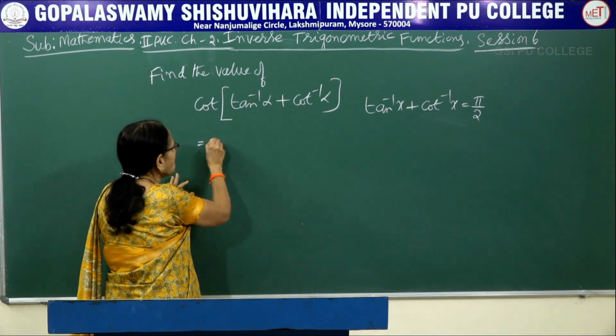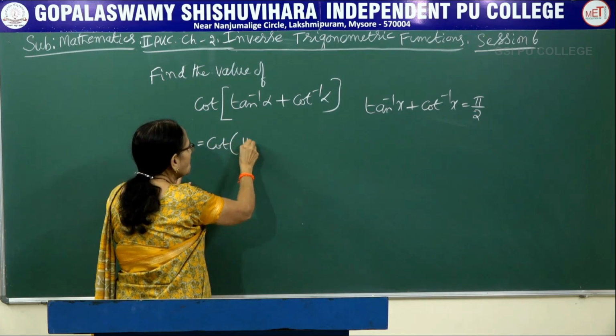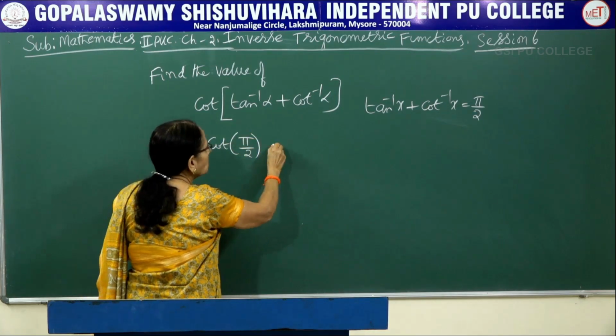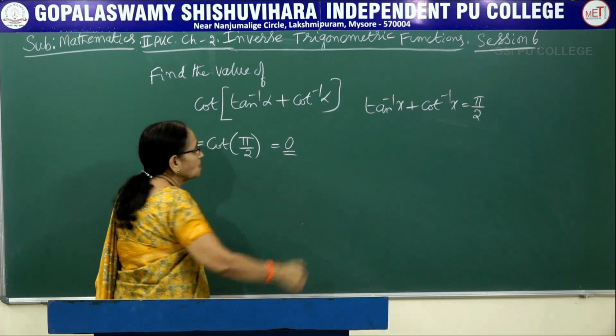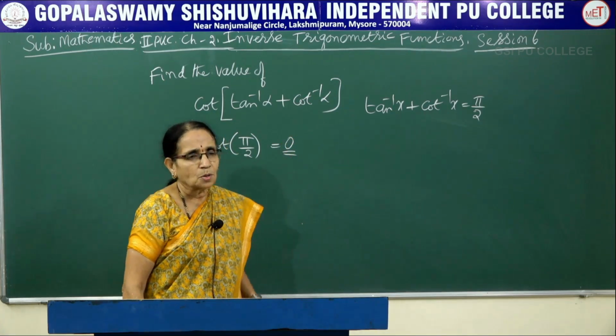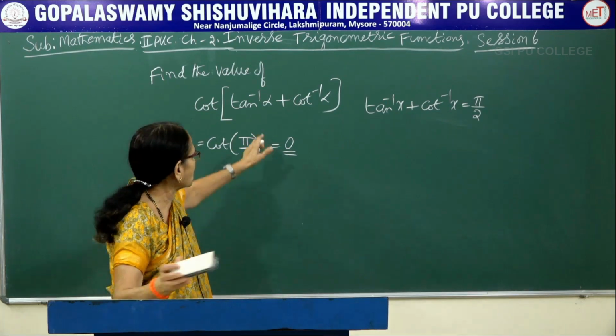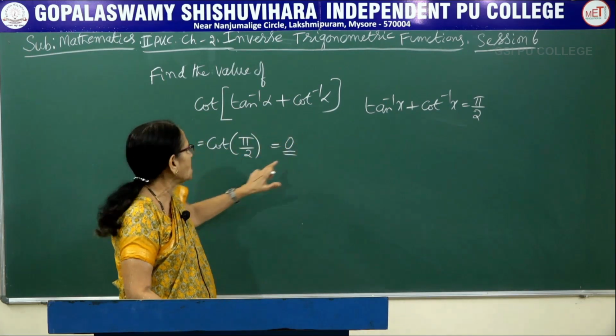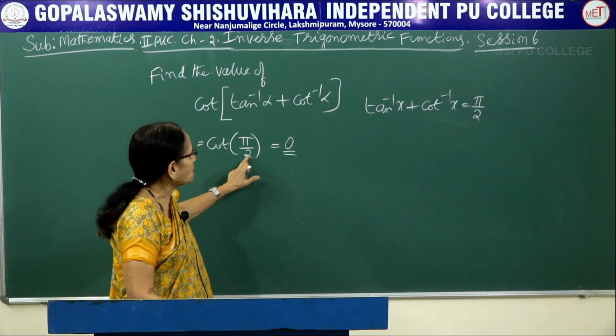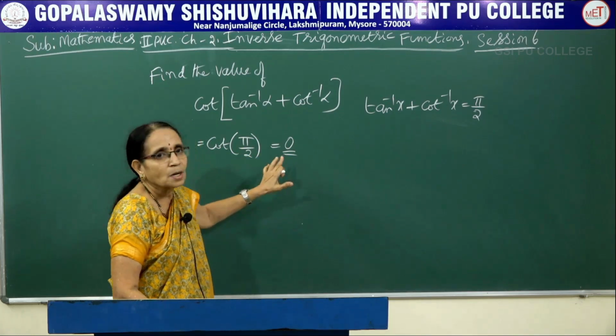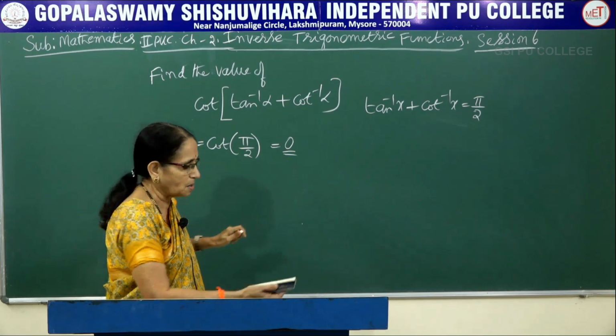So, what you can write here? You can write it as cot of pi by 2, which is a standard value, hence the value is equal to 0. So, this can be expected for a 2-mark question. Directly we are quoting that result, writing the value to be pi by 2 and writing the value of cot pi by 2, that gives you another mark here.